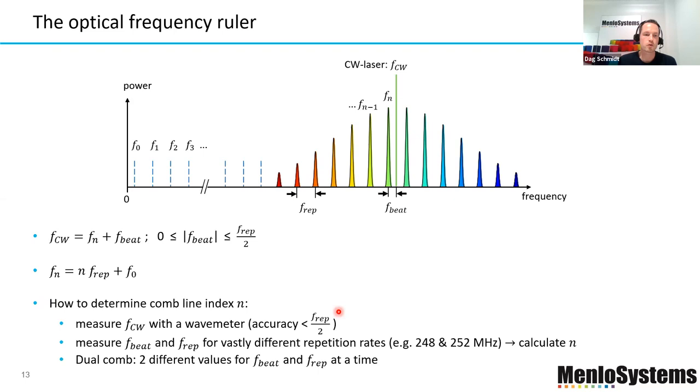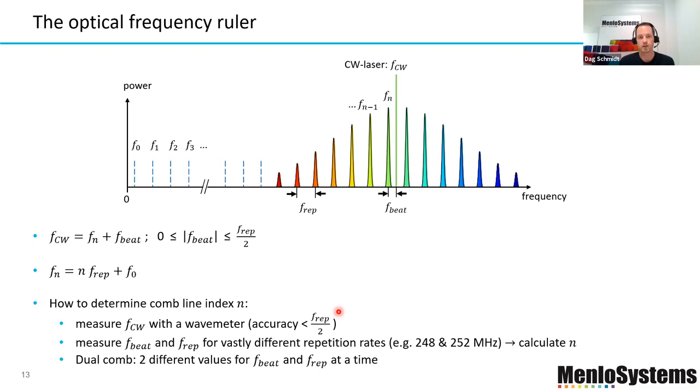Or you measure f beat and f rep for vastly different values. For example, you can detune the repetition rate, in case of the Menlo combs, from 248 to 252 megahertz. And from these two measurements, you can also calculate n. Or if you're very lucky and you own two frequency combs, you can do basically the same measurement at one time and measure the beat signal for vastly different repetition rates at a time.